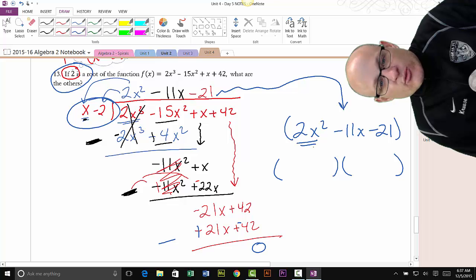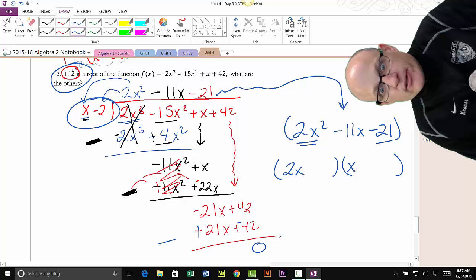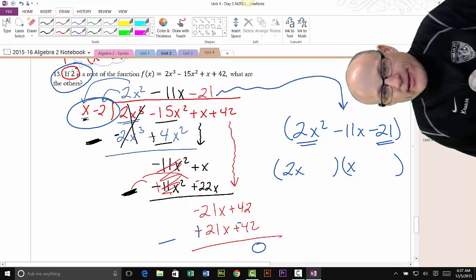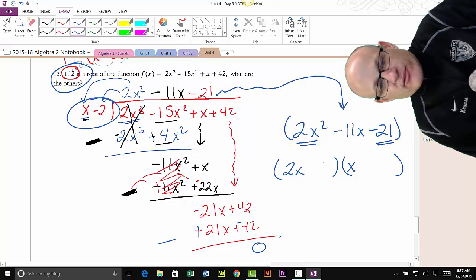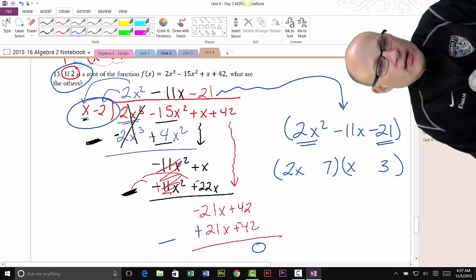To get the 2x squared, it's 2x and x. Now, there's really only one way to multiply to 21: 3 and 7. So let me put the 7 here, and let me put the 3 here.